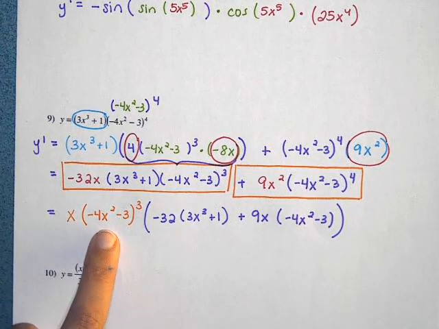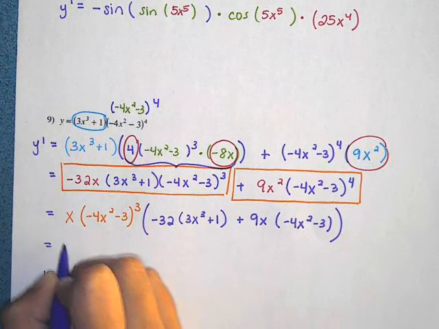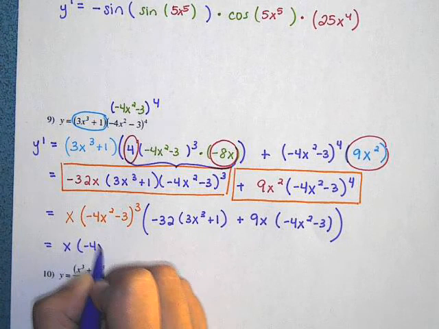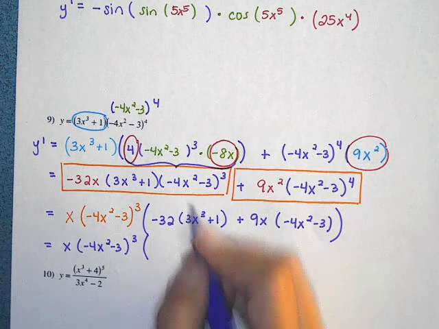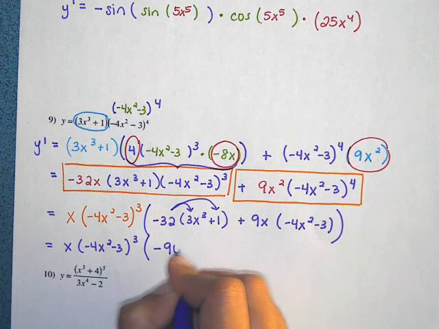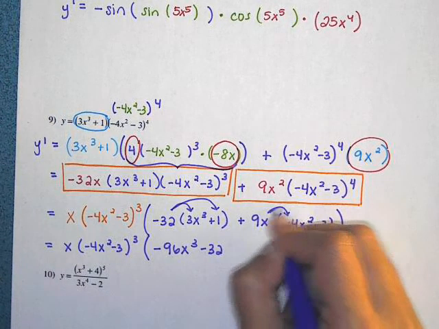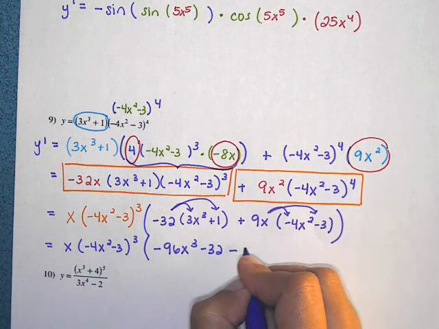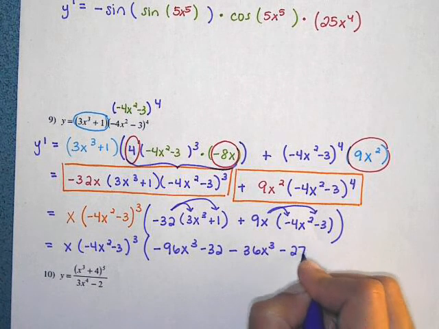This is what they had in common. This is the leftovers. Now we're just going to simplify. So we're going to leave this part out here. We're going to distribute the 32, so we're going to have negative 96x cubed minus 32. And we're going to distribute the 9x, so we're going to have negative 36x cubed minus 27x.